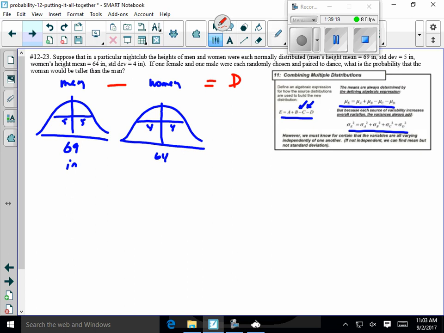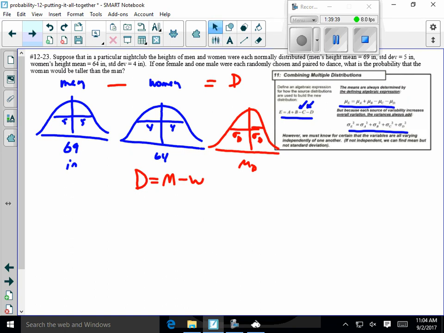Well, if that's true, then that will also have a distribution. It's going to have some mean of the difference and standard deviation of the difference. So if I algebraically wrote it, I could say the difference is the man's height minus the woman's height. The reason I'm doing it this way is I'm really trying to investigate the probability that the woman is taller. If the woman is taller, then that means D will be negative. If D is negative, then the man's height was smaller than the woman's.